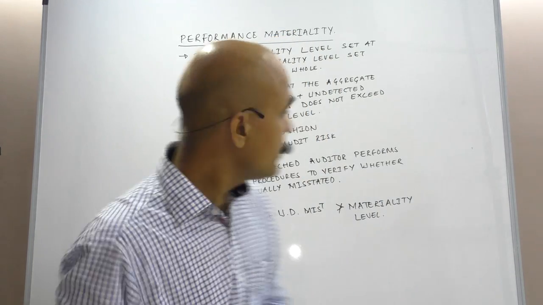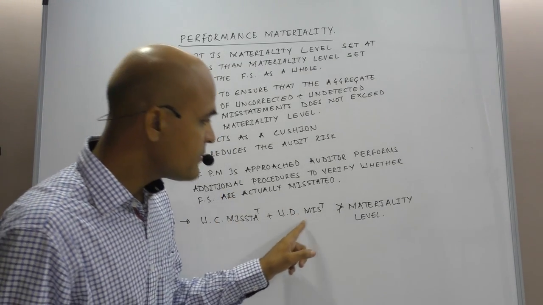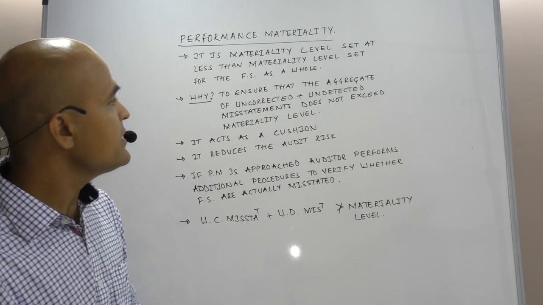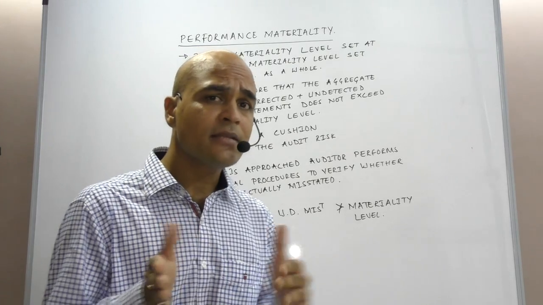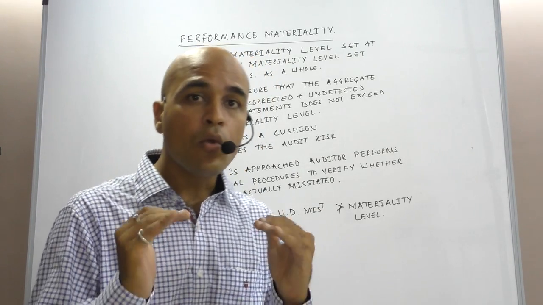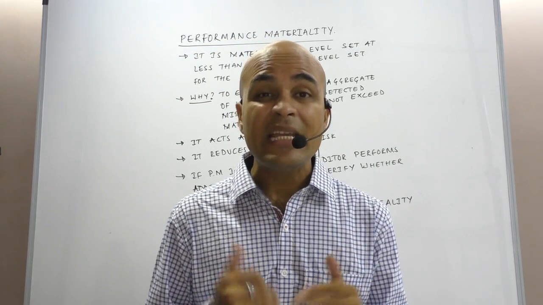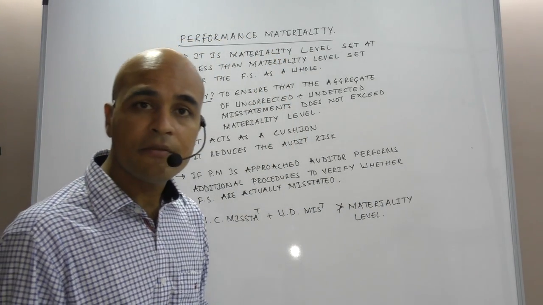To ensure that the uncorrected misstatements and undetected misstatements do not exceed materiality level, the auditor sets what? Performance materiality. Now, in fact, it acts as a cushion for the auditor. It reduces the overall audit risk. The possibility that the auditor gives an incorrect opinion is reduced by the fact that the auditor sets a performance materiality level.